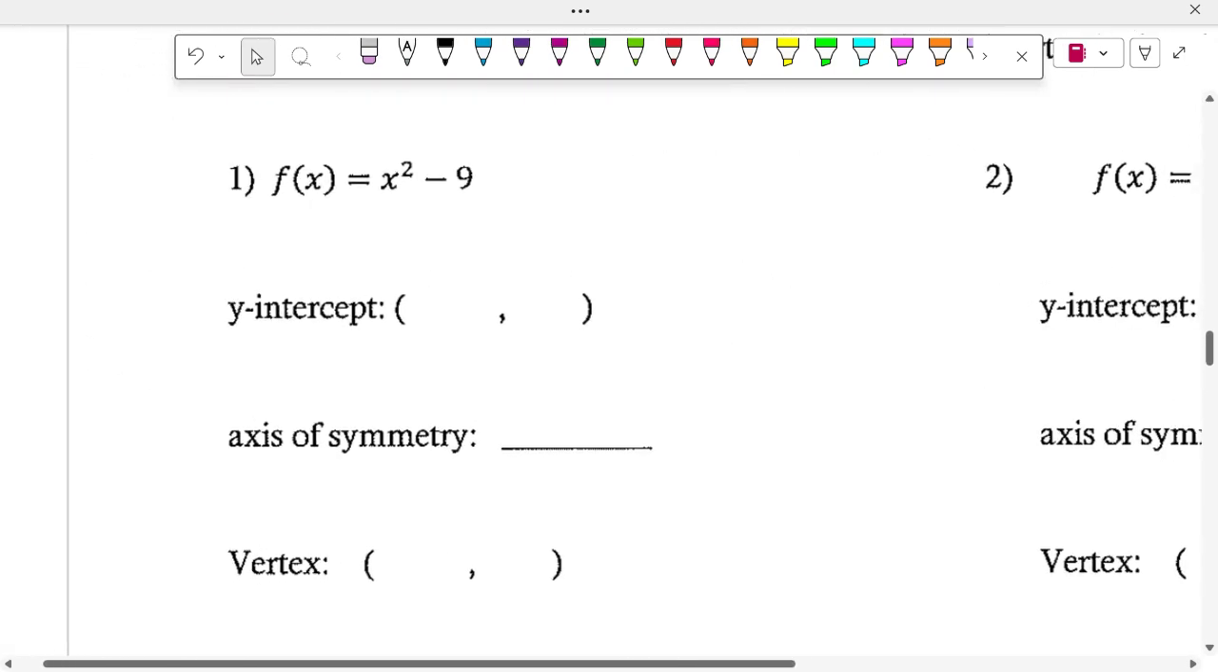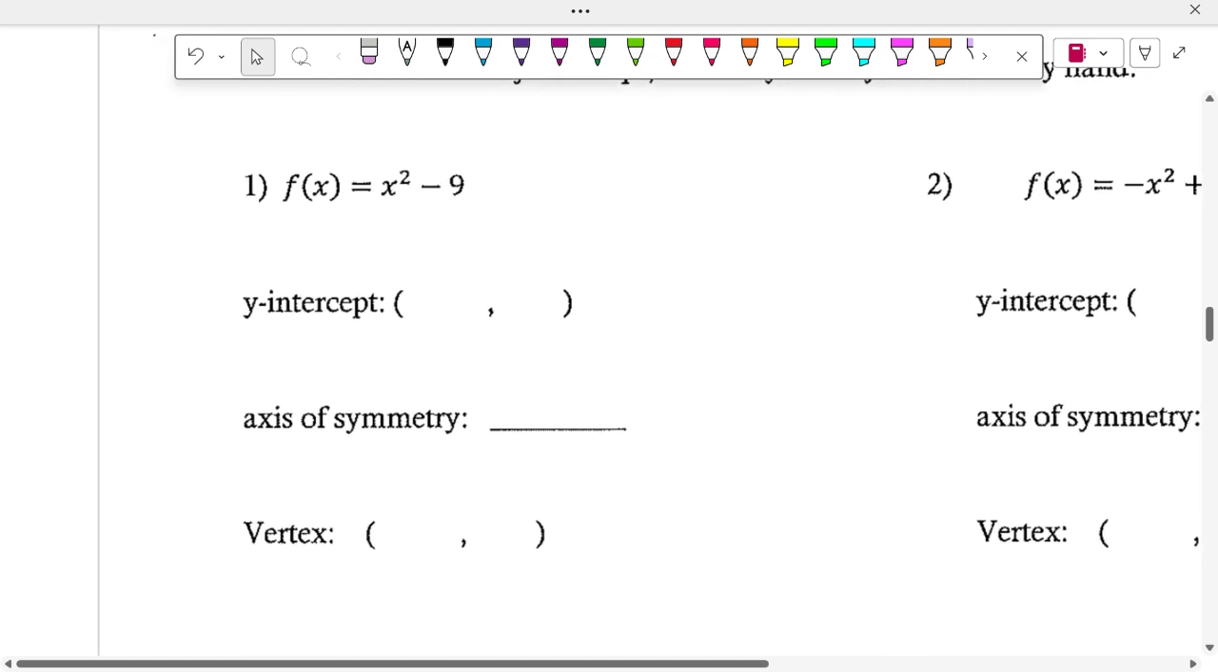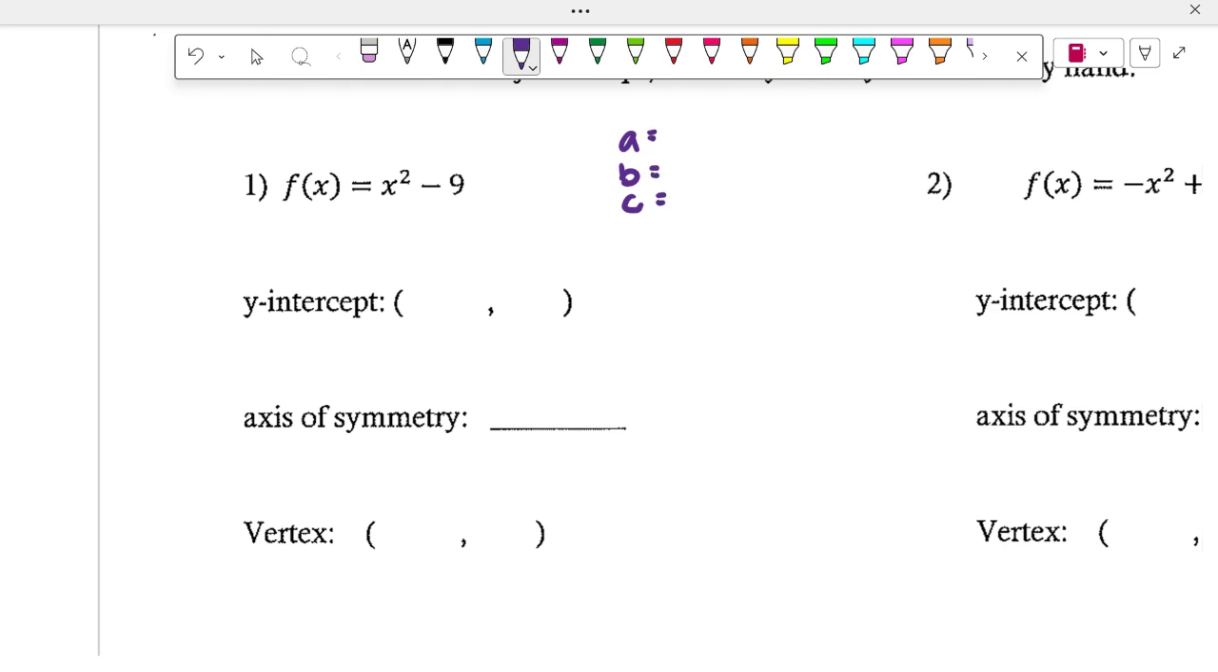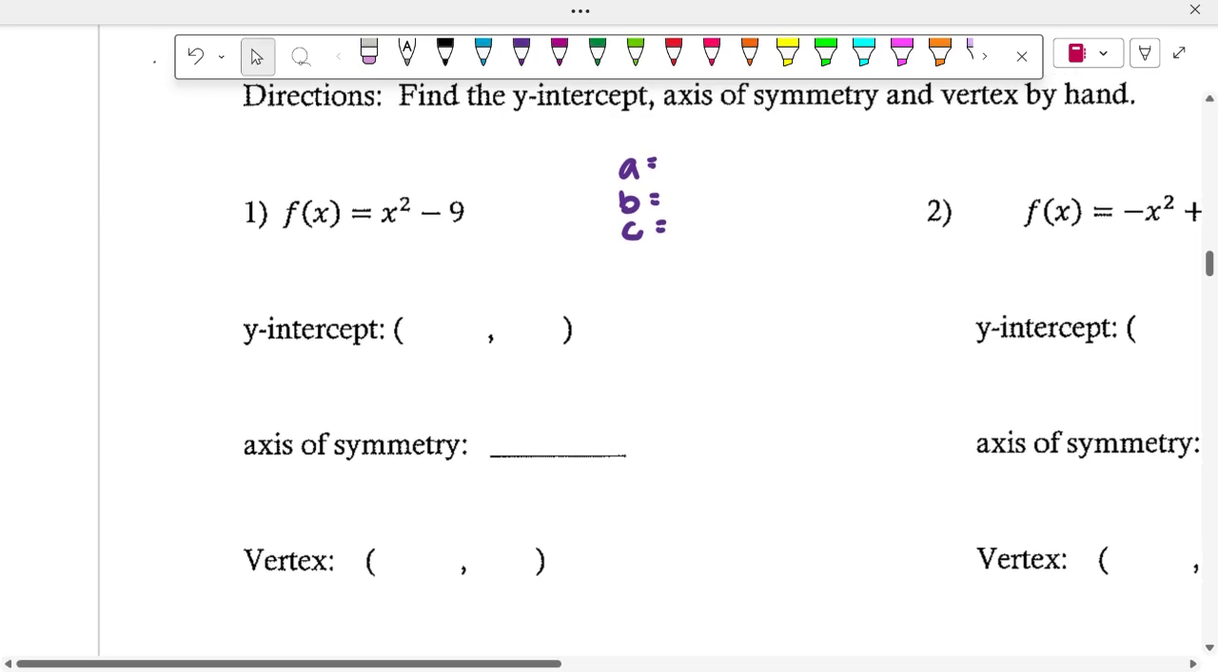Whenever I do any of these, I always start by identifying my A, B, and C, just so I know what it is right off the bat. So what's my A value? 1. A, B, and C are always going to be numbers. You'll never put letters in them. What's your B value? 0. B is always connected to the x. If there's no x, you put 0. What about C? Negative 9.